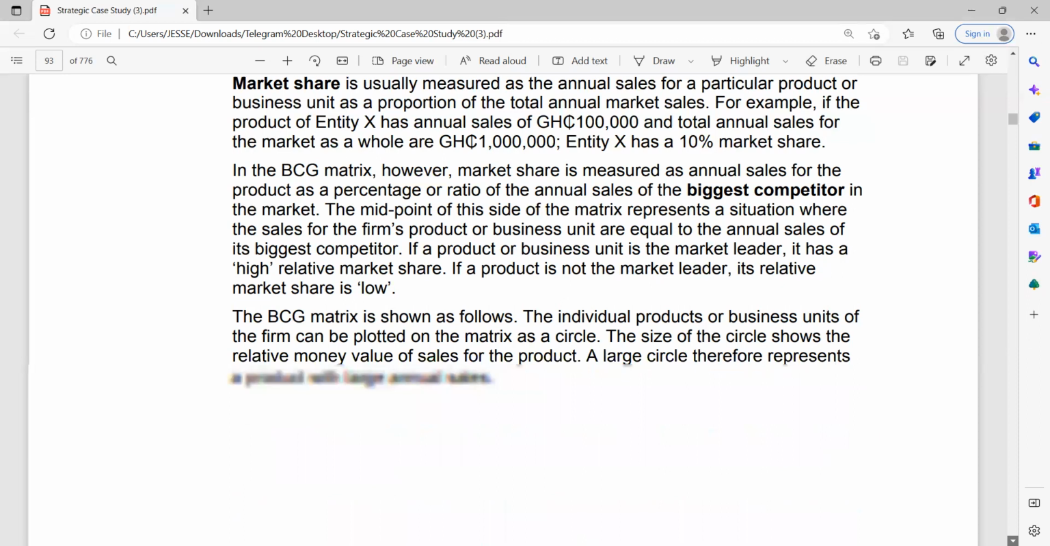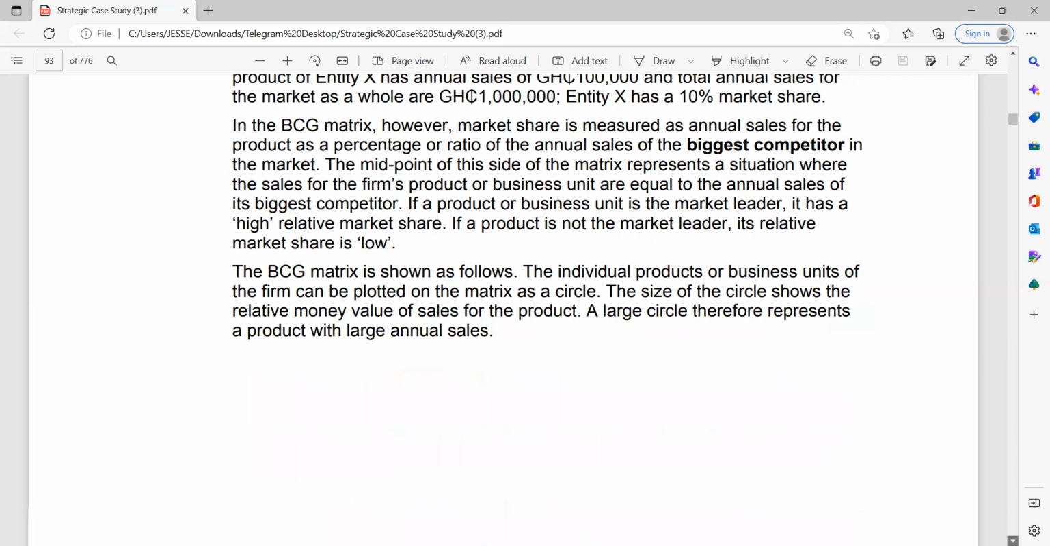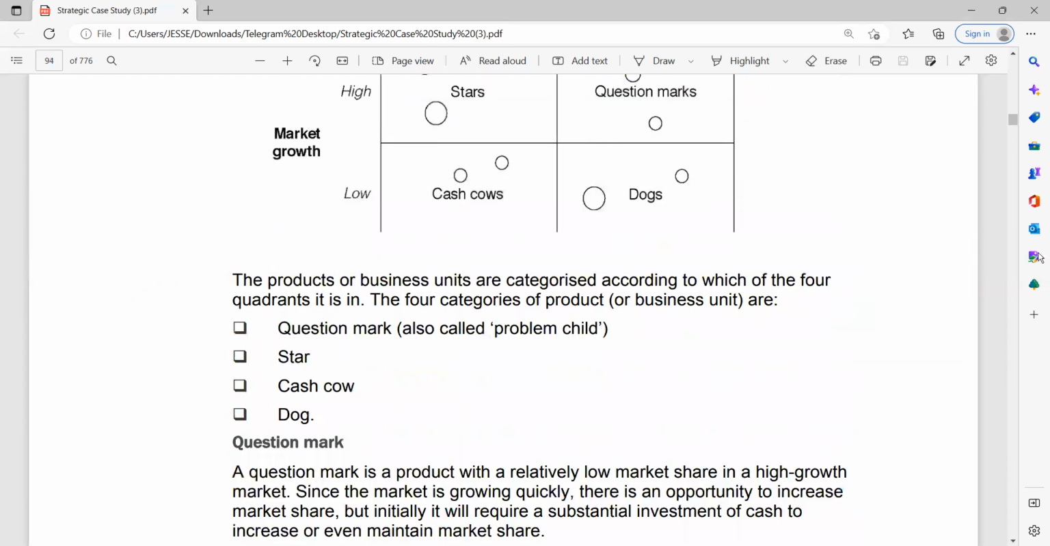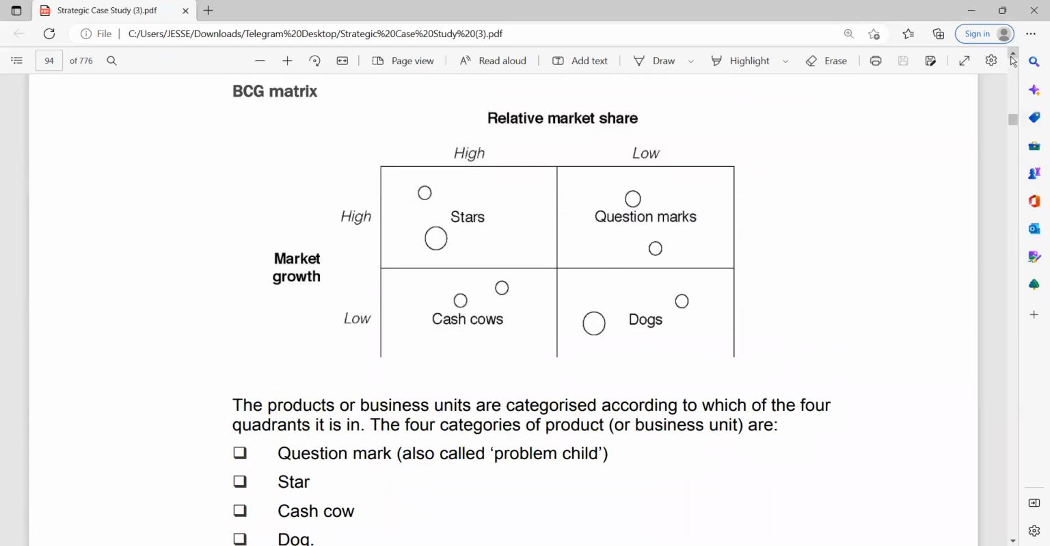So the BCG matrix is shown as follows. The individual products or business units of the firm can be plotted on a graph. And then we would look at it and see how everything works here. On the left side, you can see market growth. At the top, you see market share. So you have market growth, market share, and you have high and low, high and low.